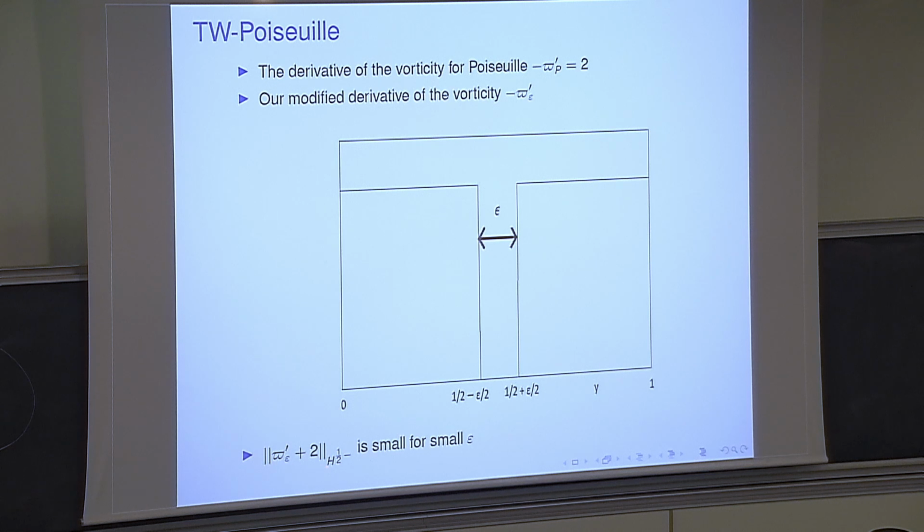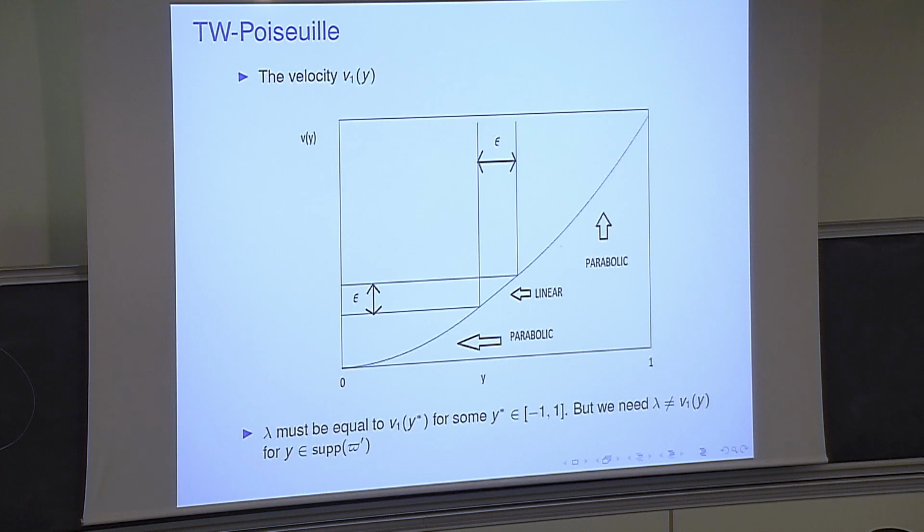So if you look at the H 3/2 minus norm of this profile bar P epsilon, which is the same as looking at the H 1/2 minus norm of this guy, you can see that by making epsilon very small, you can make the norm very small, and then you are as close as you want to the Poiseuille flow by making epsilon small. Okay. So the velocity is going to be something like that. It's going to be a parabola on the left, a parabola on the right, and it's going to be something linear in the middle.